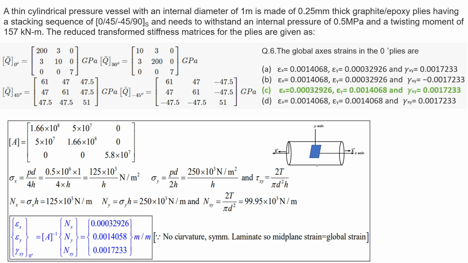So next question is that a thin cylindrical pressure vessel with an internal diameter of 1 meter is made of 0.25 millimeter thick graphite epoxy plies, having a stacking sequence of 0, 45, minus 45, 90 symmetry, and needs to withstand an internal pressure of 0.5 megapascal and a twisting moment of 157 kilonewton meter. The reduced transformed stiffness matrix for the plies are given. Reduced stiffness matrix values are given. So we have to find the global axis strain in the 0-degree ply.